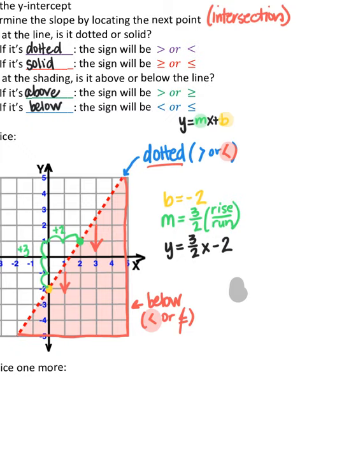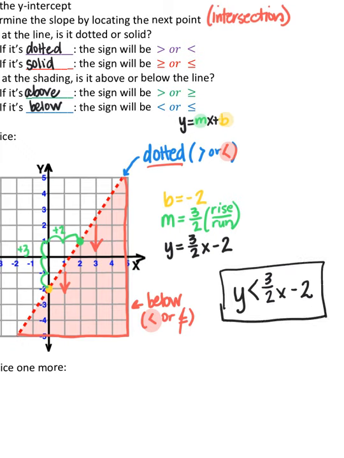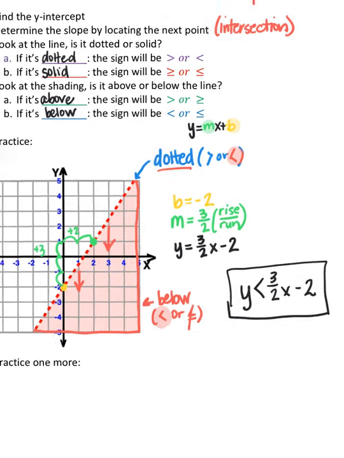Y is less than, and then everything else stays the same. 3/2 x minus 2. And that's my answer. Y is less than 3/2 x minus 2.